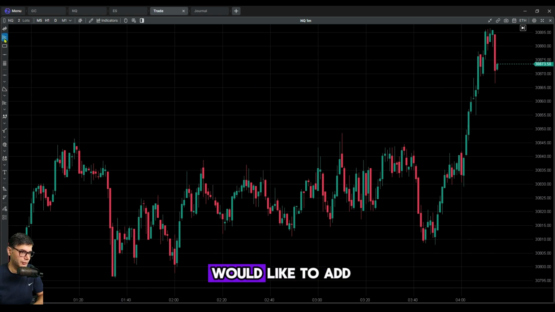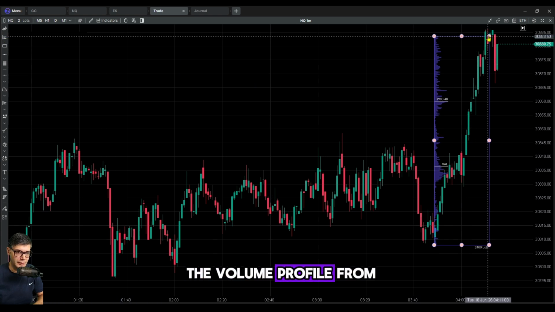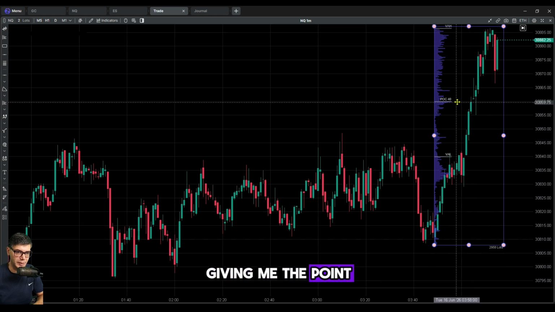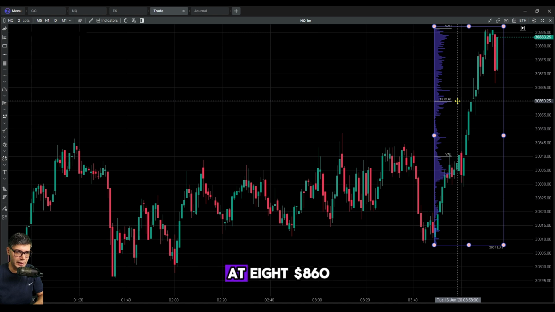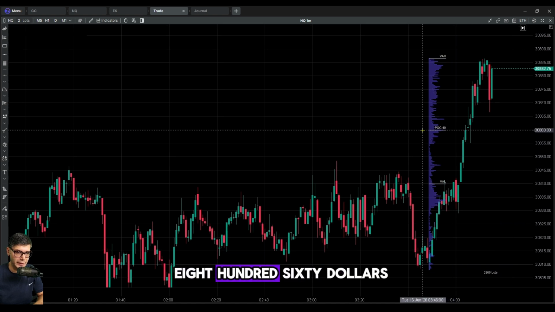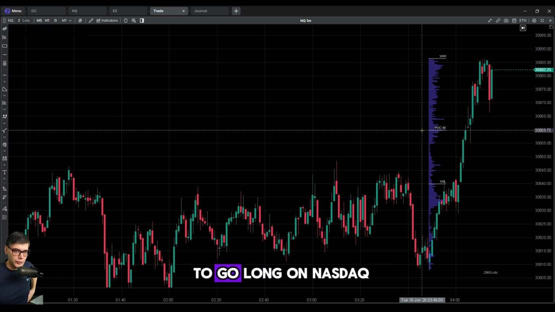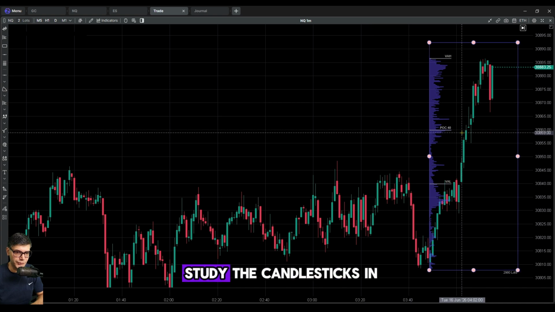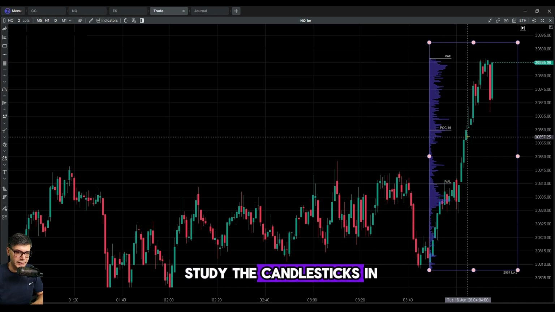First and foremost, I would like to add the volume profile from this pivot low to this pivot high, giving me the point of control right here at $860. For continuation, we can rely on $860 to go long on NASDAQ. To find a good entry point, we are required to study the candlesticks in this portion.